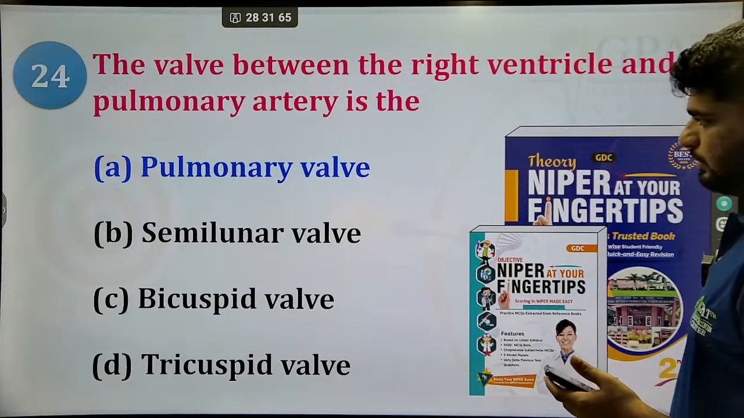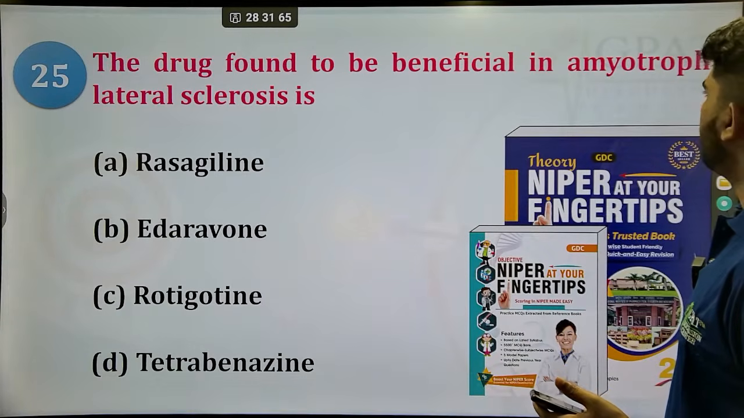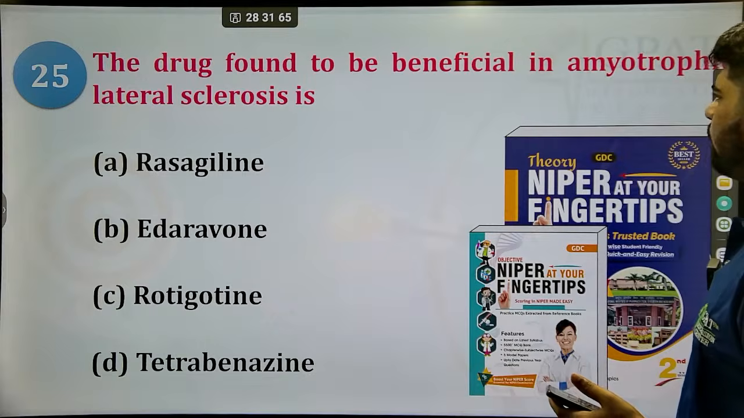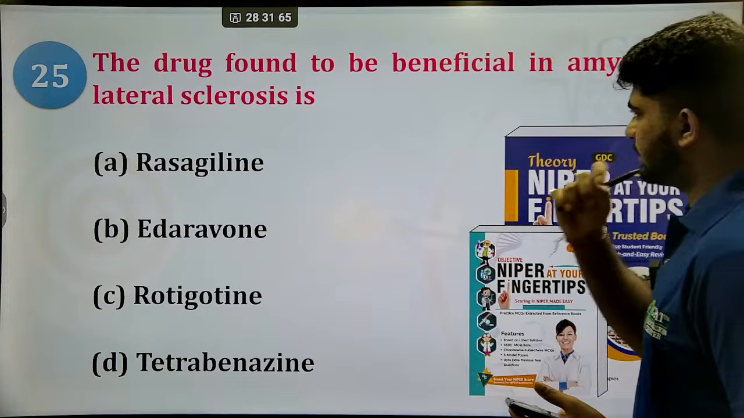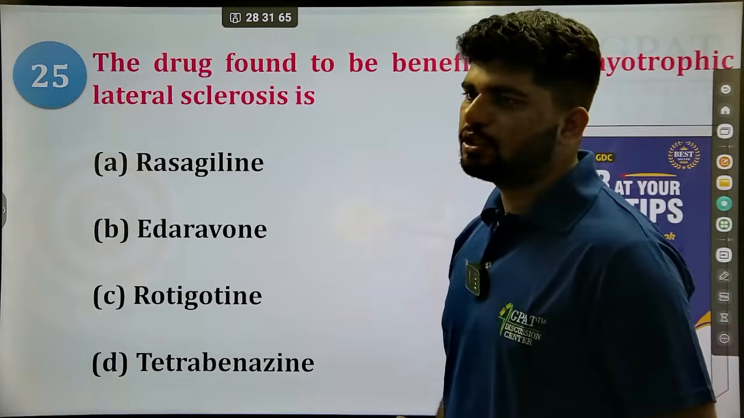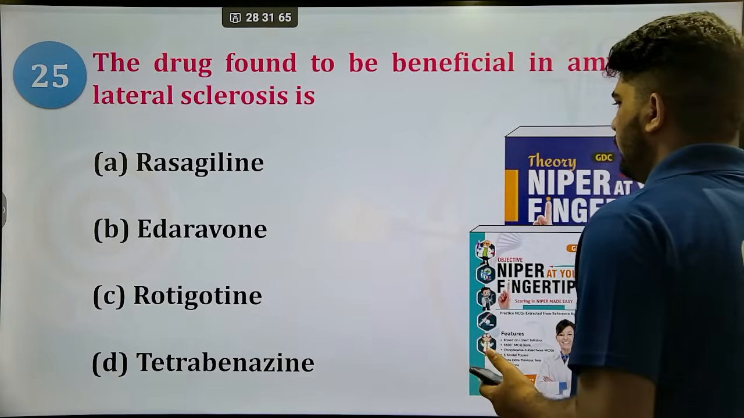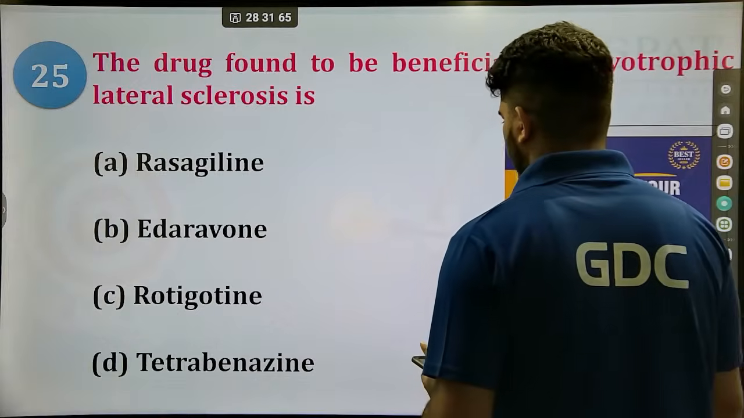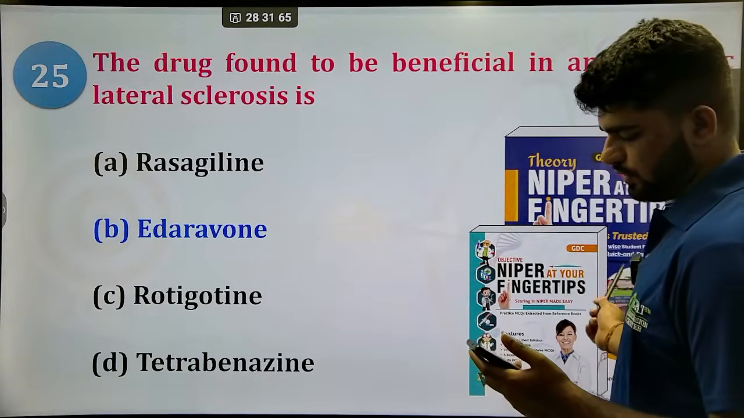Pulmonary valve, sure. The drug found to be beneficial in amyotrophic lateral sclerosis, that's your ALS, which is a neurodegenerative disorder, right? So is it resergelin, edaravone, rotigotine, or tetrabenazine? Yeah, that is your edaravone over here.